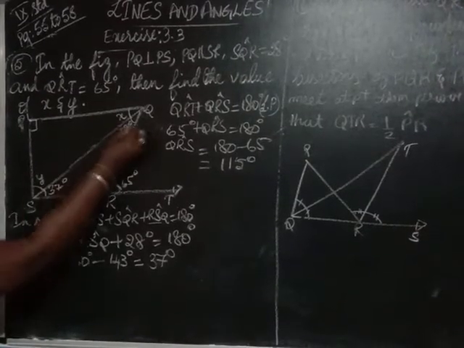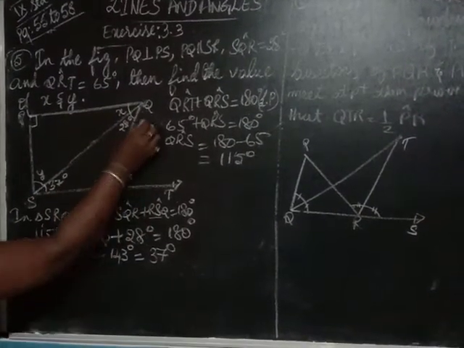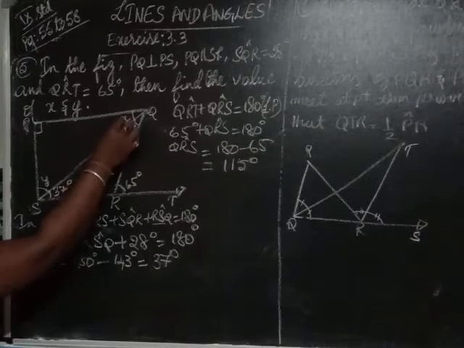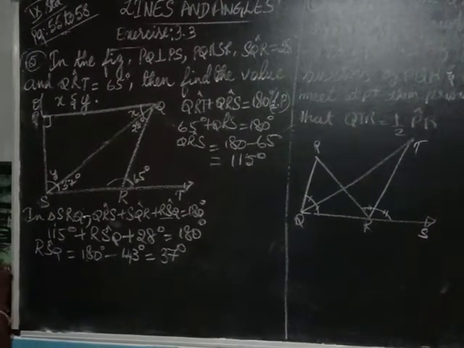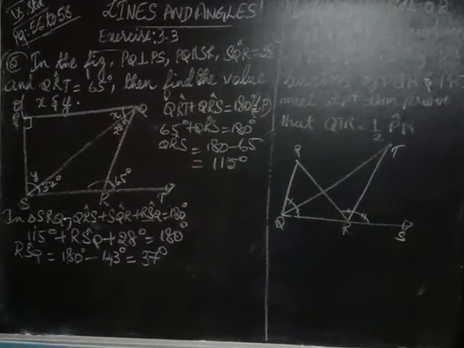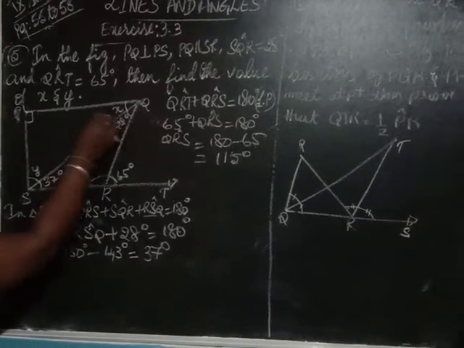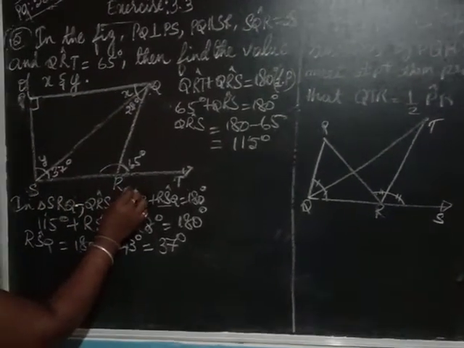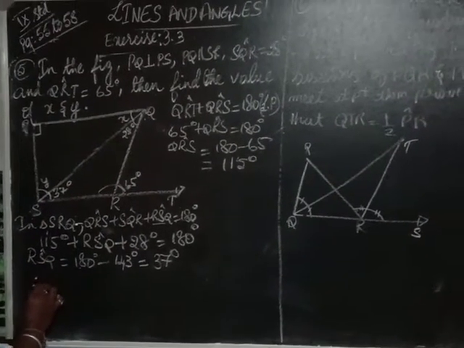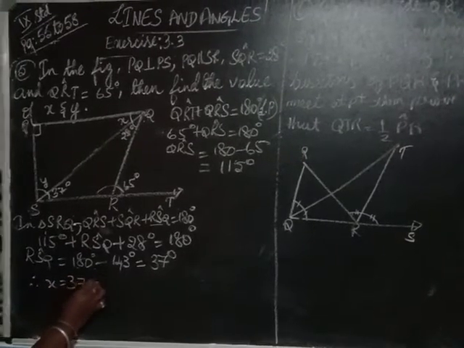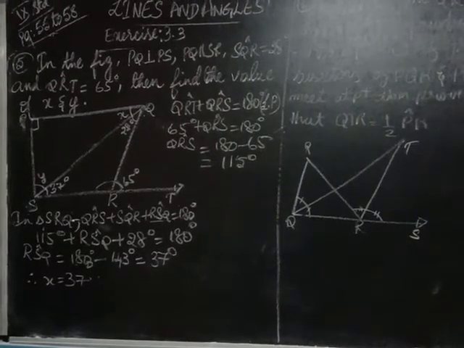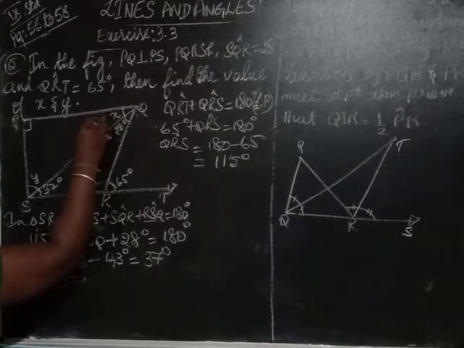So this RSQ is 37 degrees. And what about this X? I think X is also 37 degrees. Yes. Why is X 37 degrees? Because PQ is parallel to SR. Correct? Therefore, there exist alternate angles X. Therefore, X is equal to 37 degrees. Now we have to find out the Y angle.